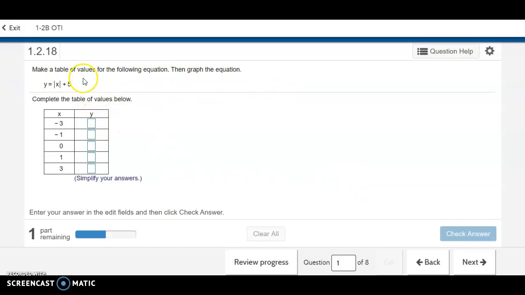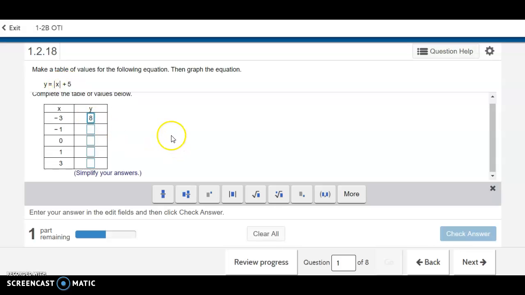Making a table here. Again, this is an Algebra 1 concept. This is just saying input this number. Input -3 into absolute value, which would then become a +3. Add 5 to it, and it would be 8. Okay, that's it. You're completing it by just inputting and getting the outputs. An Algebra 1 skill review there.